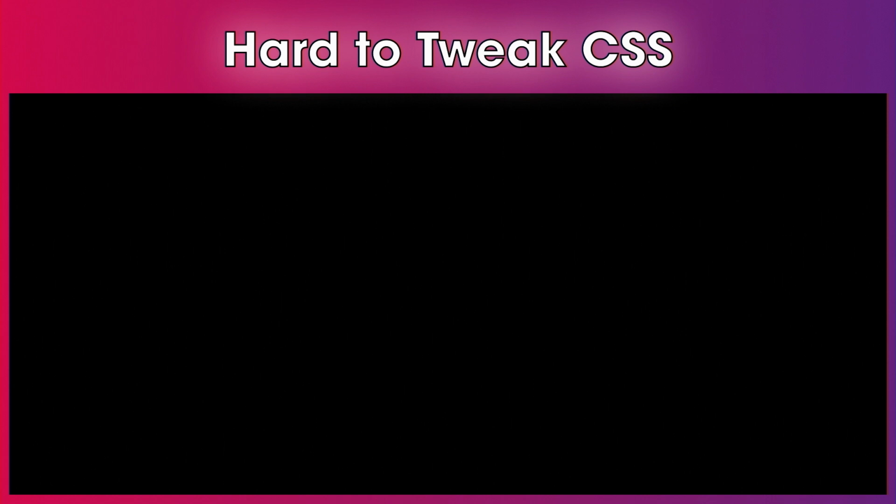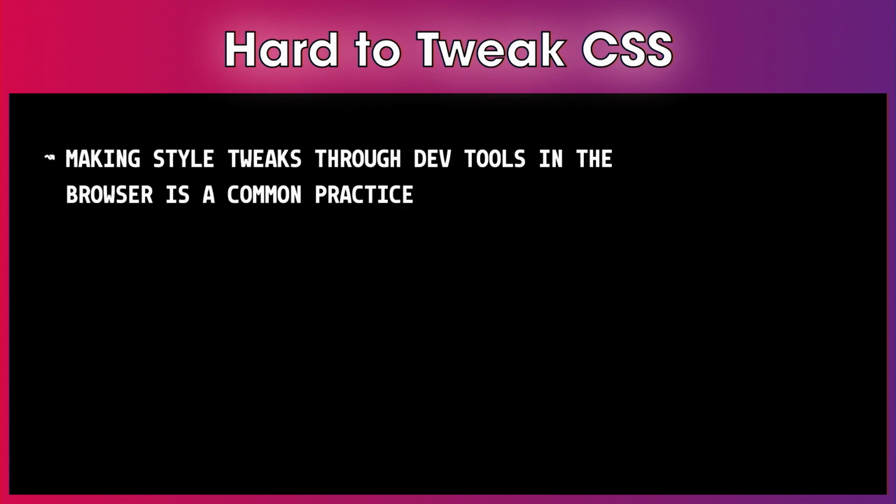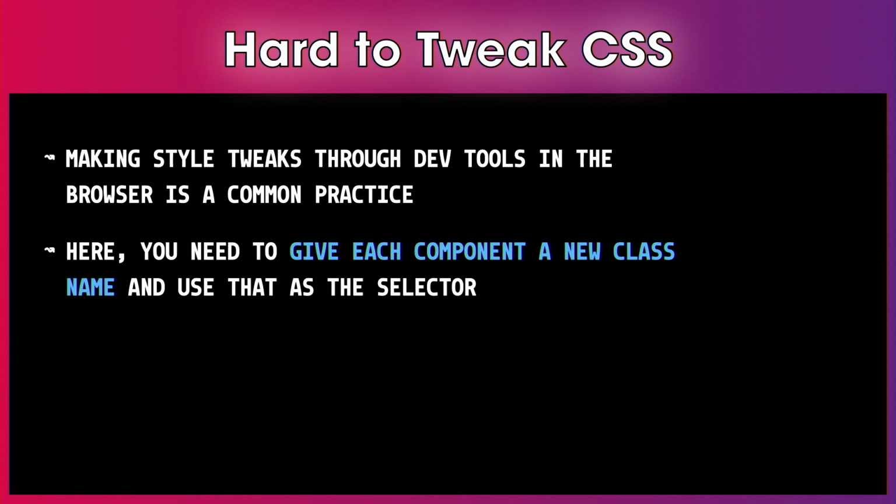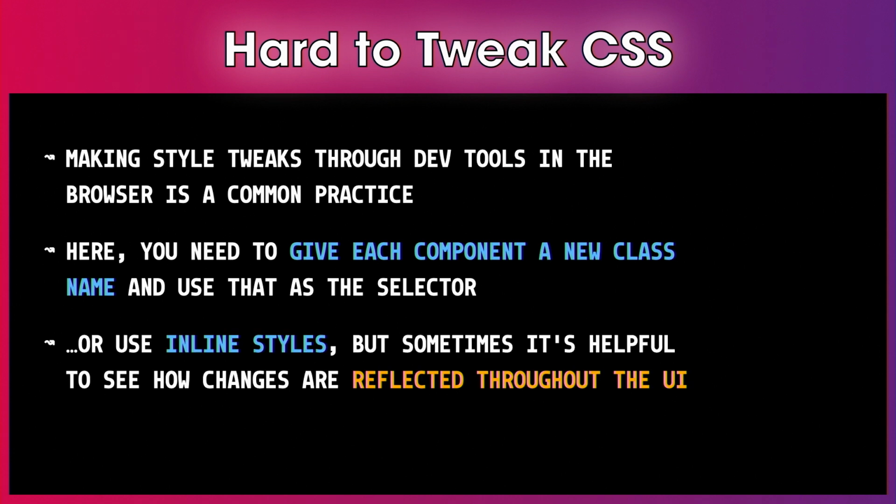Another thing is, okay, we want to debug, but it's also common that we want to make small UI tweaks too. Before we make them in the code, we want to experiment with them in the dev tools. So that's a common practice. But here, again, either we give each component we want to tweak a new class name, or we use inline styles. But the problem is, if we use inline styles, then we don't see the results of our experiments reflected throughout the rest of the UI.